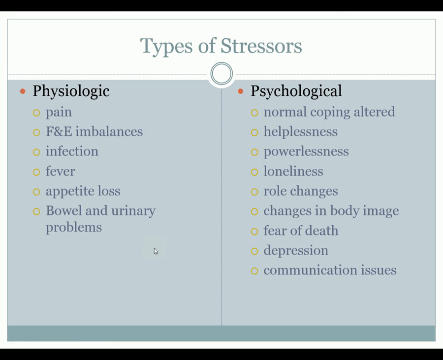So what type of stressors could you think they're facing? Well, physiological and psychological. If you think about it, they could be in pain. More than likely, they're going to have fluid and electrolyte imbalances, infection, fever, appetite loss, bowel and urinary problems. Psychologically, their normal coping patterns are going to be altered. They may feel helplessness, hopelessness, loneliness. Changes in body image, fear of death, depression, and again, that big thing called communication issues.